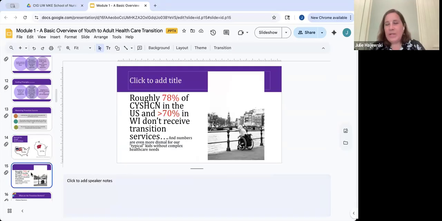So just a slide to emphasize that the opposite part of those numbers means at least 78% of children and youth with special health care needs in the US and at least 70% in Wisconsin are not receiving transition services. And these numbers are just for our youth with special health care needs. These numbers are worse, or more dismal, if you will, for our neurotypical youth and youth that do not have disability in the state and the nation.